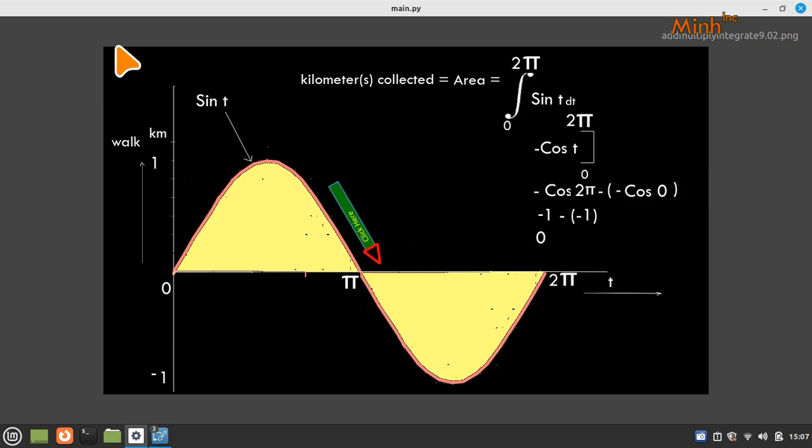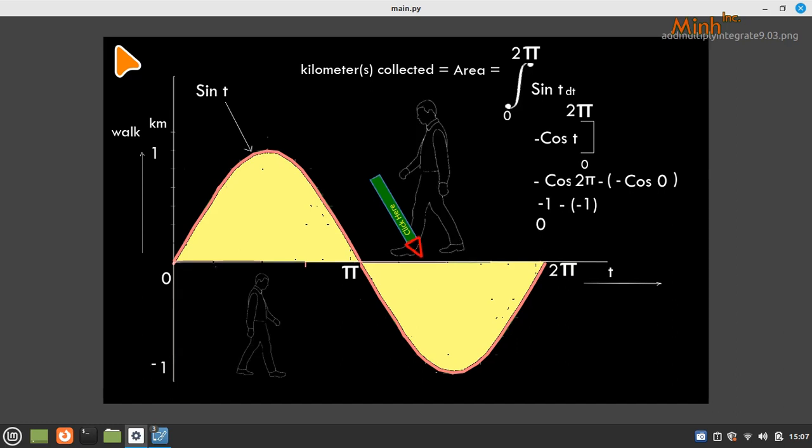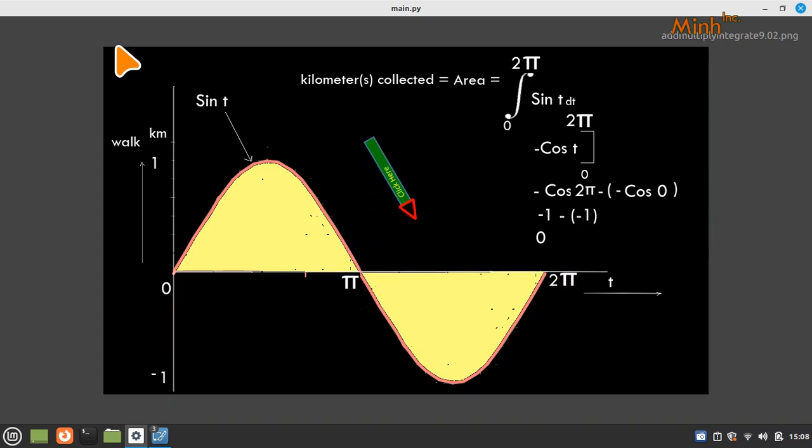What about this? A person is walking, and then from pi to 2 pi he is walking like this. Negative walking means he is coming back. Positive walking means he is walking forward, whereas negative walking means he is coming back. So this is the question: if it is like this, how much distance has he traveled? From here to here he is walking forward, and from here to here he is walking backward. So here, the total distance he has traveled is 0.